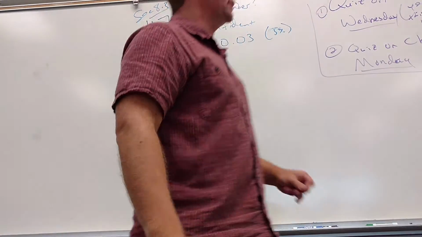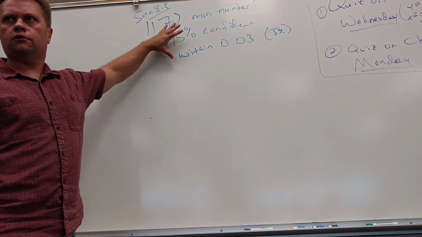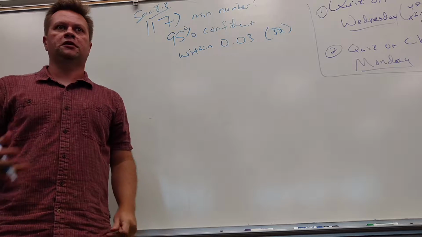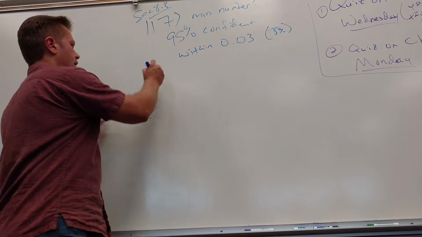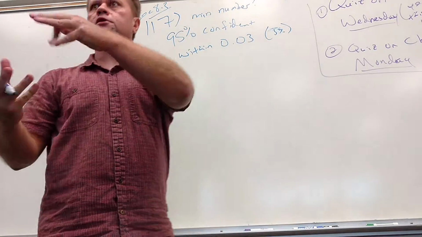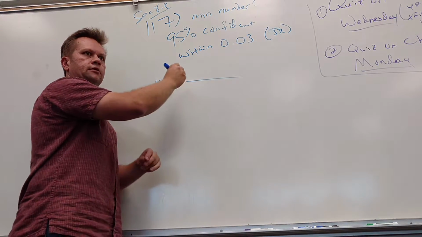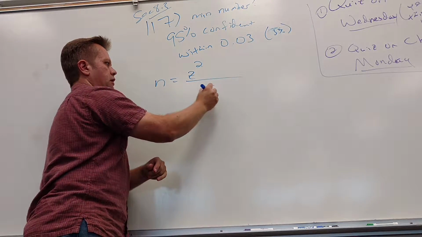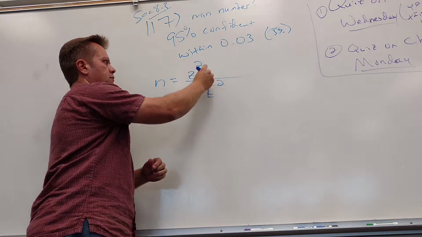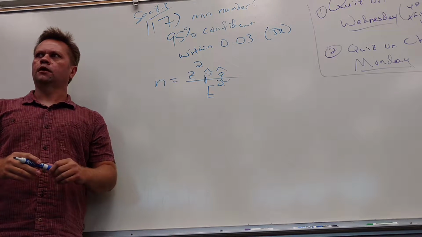So at first glance, it seems like they didn't give us enough information. They barely gave us anything. Well, what's the formula that I want to use for this? Considering I want to look for the number, I probably want a formula that solves for n. And I want the one that deals with proportions, percentages, because section 8.3 is all about percentages, right? So who remembers what that formula is? Just like the other one, it's got a z squared up there, it's got an e squared there. But then it's got a p hat and a q hat.